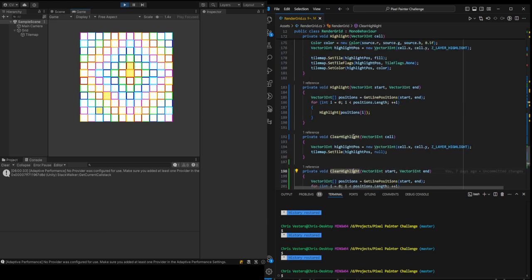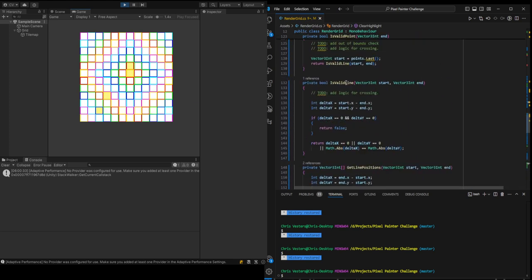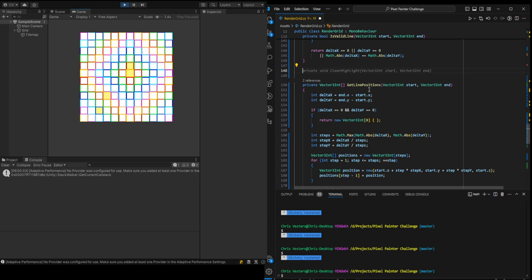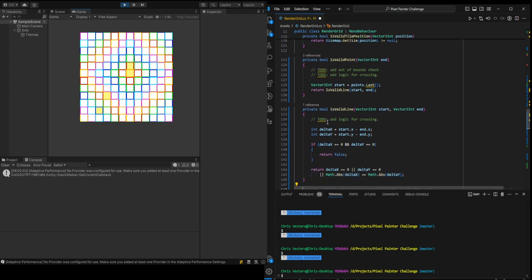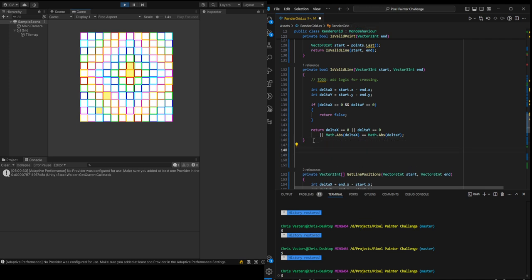Clear highlight, highlight. I have to go to the is valid line. I'm also going to do get line position. Now those are all the things in between the line. Is valid points. Is valid tile position. Okay. Private bool crosses other lines.